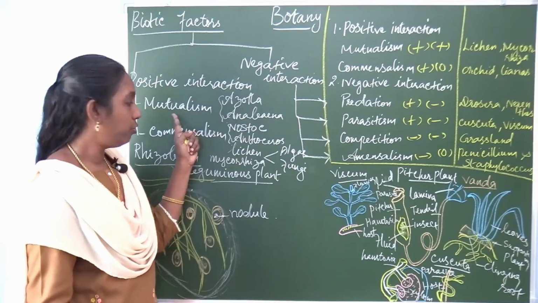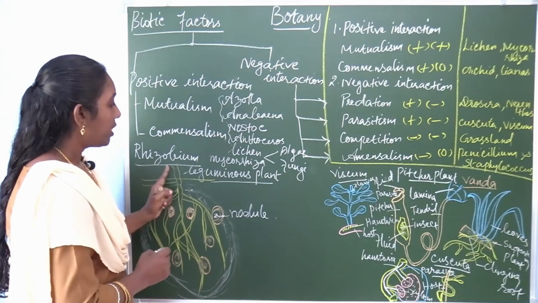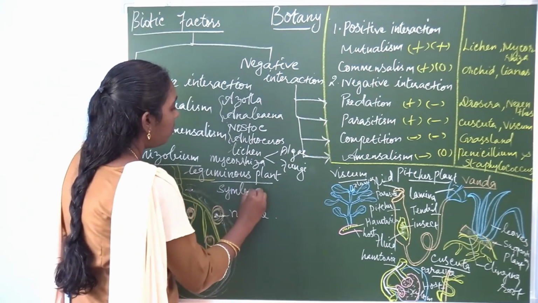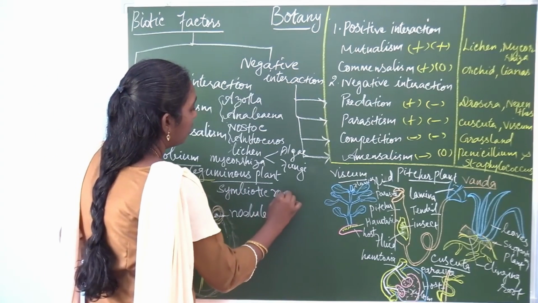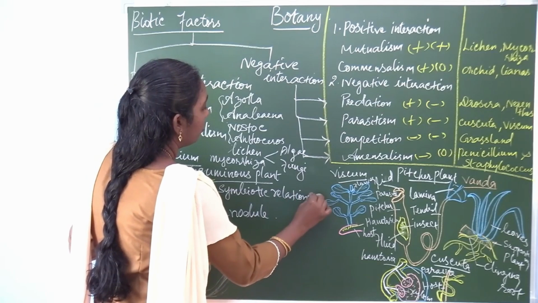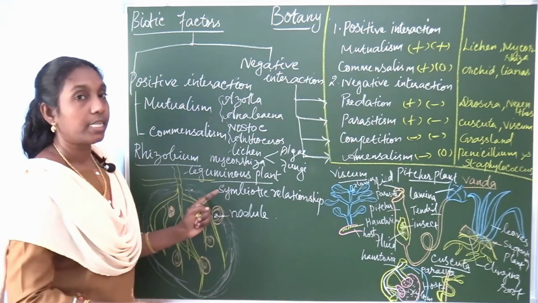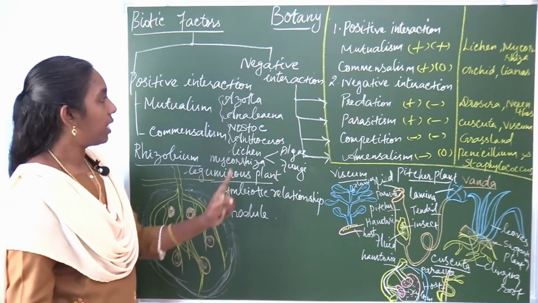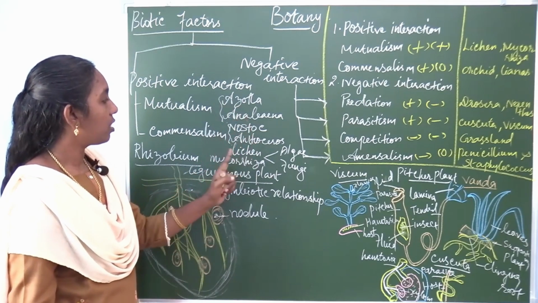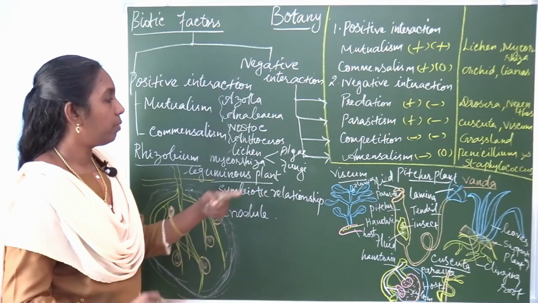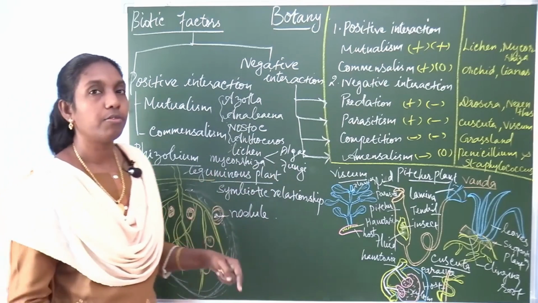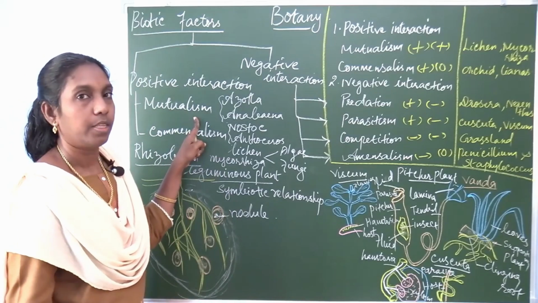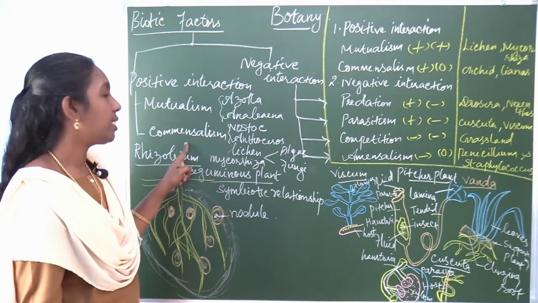What are the examples of mutualism? There is Rhizobium, a symbiotic relationship. What are the symbiotic relationships? Rhizobium with leguminous plants, Azolla with Anabaena, Nostoc with Anthoceros, and lichen, which is a mutual relationship between algae and fungi, and mycorrhiza between the roots of higher plants and the fungus. That is mutualism. So the second positive interaction is commensalism.